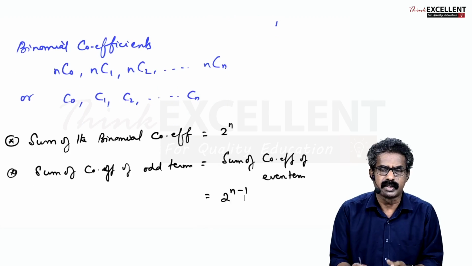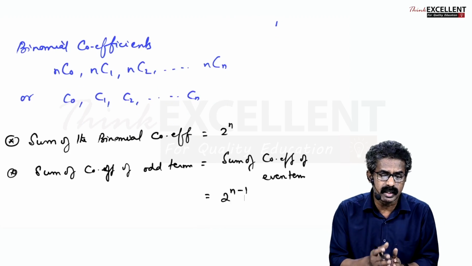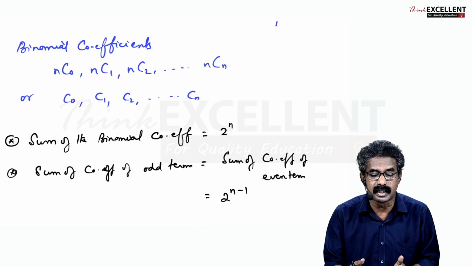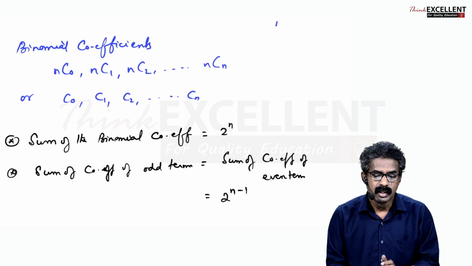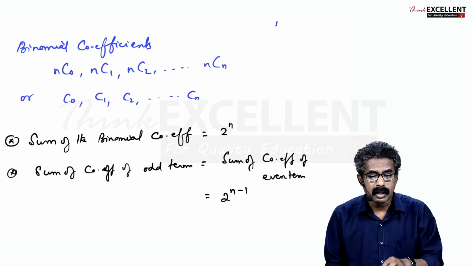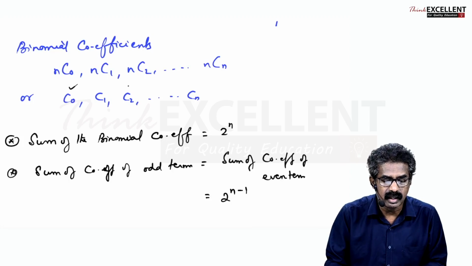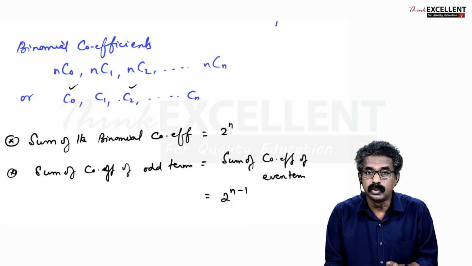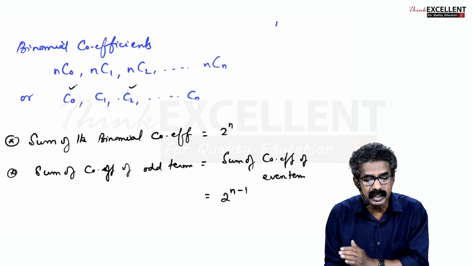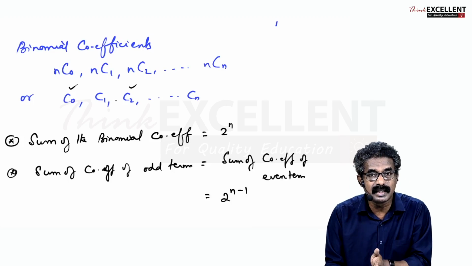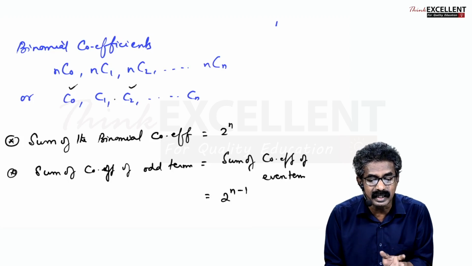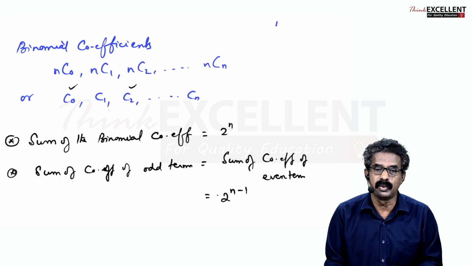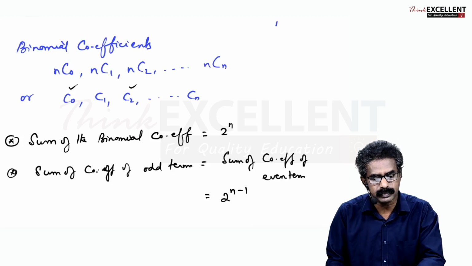Remember this, okay? Sum of all the binomial coefficients, that is C0 plus C1 plus C2 plus etc. Cn is equal to what? 2 raised to n. If you take the odd position, that is first, third, that is C0 plus C2 plus C4 plus etc. equal to C1 plus C3 plus C5 plus etc. and each total will be 2 raised to n minus 1.